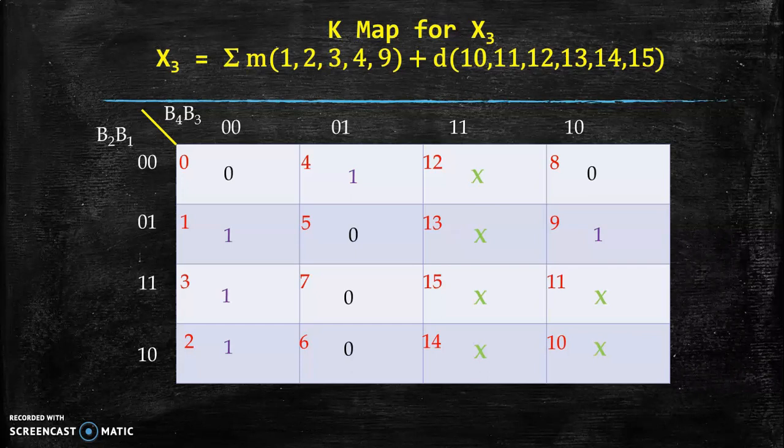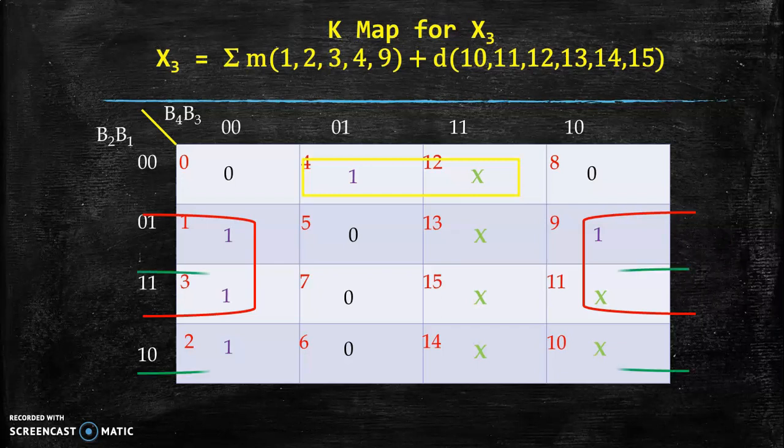Now the next step is to prepare possible groups. So we have one pair. In wrap around condition, we have one quad possible. At the same time, with wrap around and overlap condition, another quad is also possible.